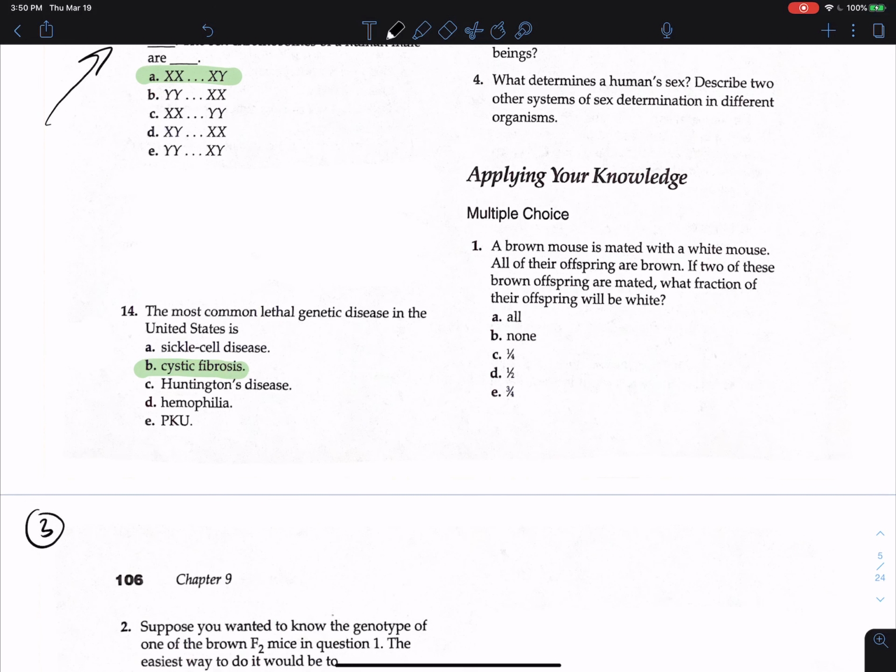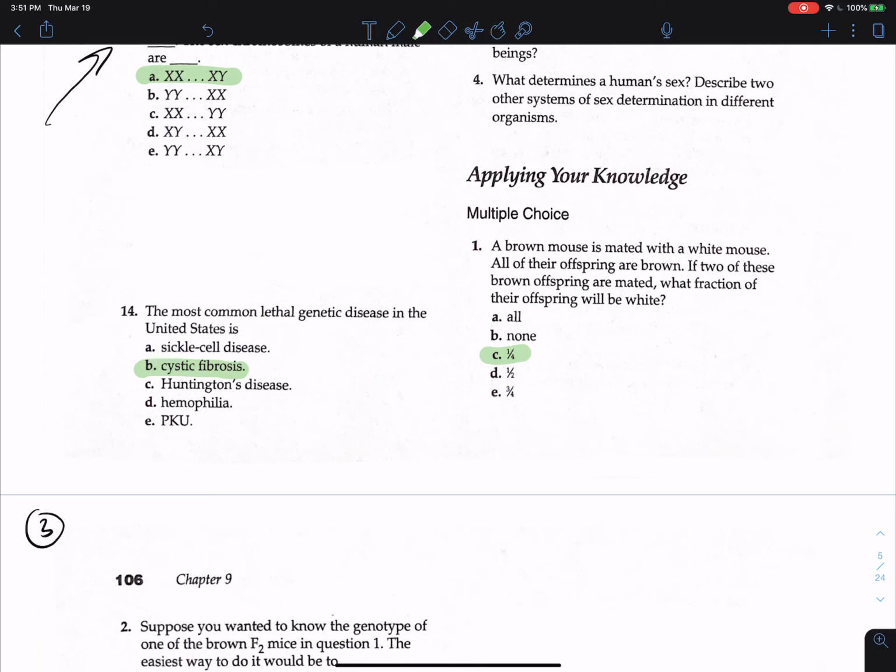But the first question here, on the second page, under applying your knowledge, asks us, a brown mouse is mated with a white mouse. All the offspring are brown. If 2 of the brown offspring are mated, what fraction of the offspring will be white? Okay. And the answer here is C. 1/4 of them, the likelihood of them being white is 1/4.